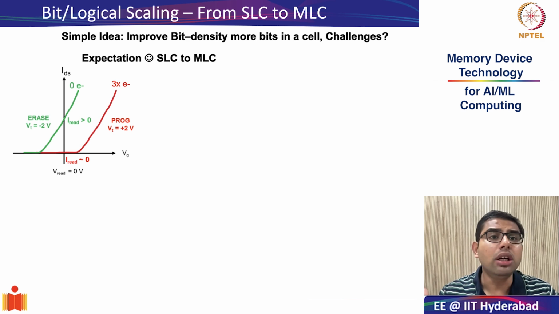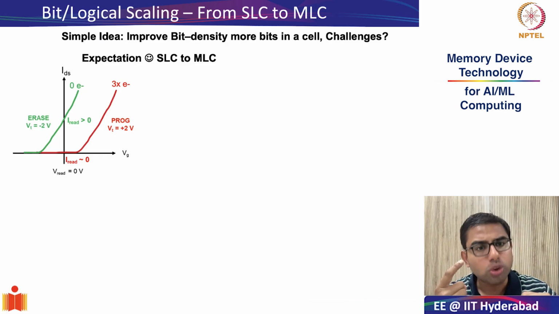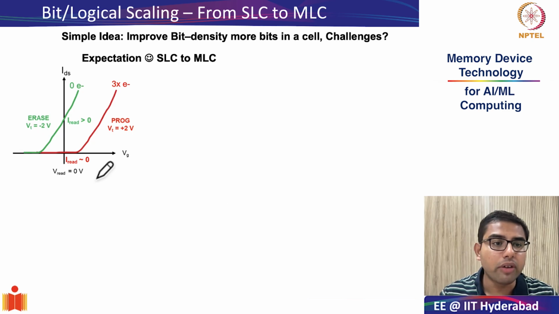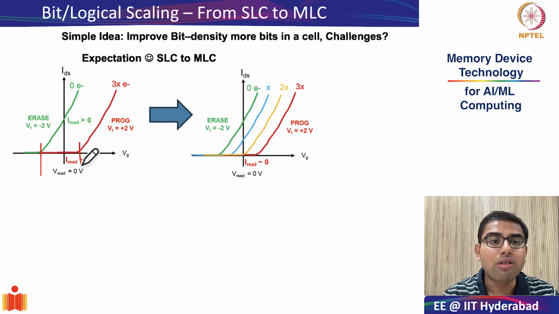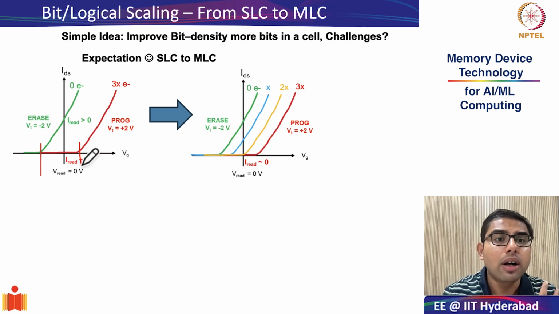The expectation is very simple. It's, I would say, a bit too simplistic or too naive to go from SLC, which is a single level cell, which has just one bit or two different levels. Here we can see two levels, the erase state and the program state. So two levels means you can store only one bit. If you want to transition to the next level, which is a 4-level cell, through which you can store 2 bits, because 2 to the power of 2 is equal to 4.